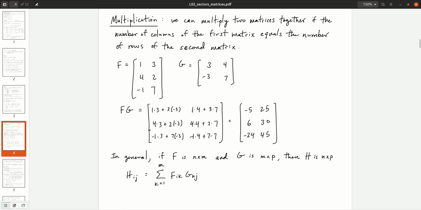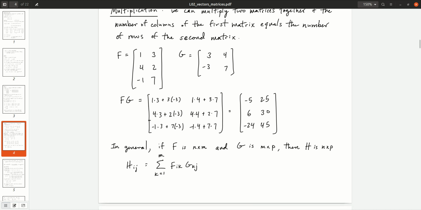To get the 2, 1 entry, we take the second row, dot product, first column. To get the 2, 2 entry, we do second row, second column. The 3, 1 entry, we do third row, first column. The 3, 2 entry, we do third row, second column. All right, so it's really not complicated. It's just arithmetic. We're doing dot products here. But you just have to keep straight what the rules are for doing this. And if you do enough examples, it'll become quite natural.